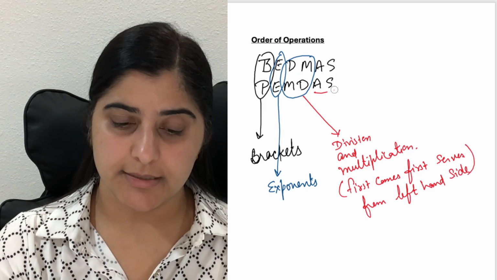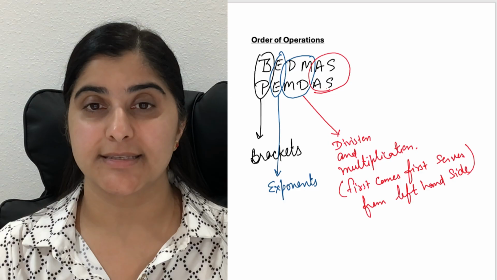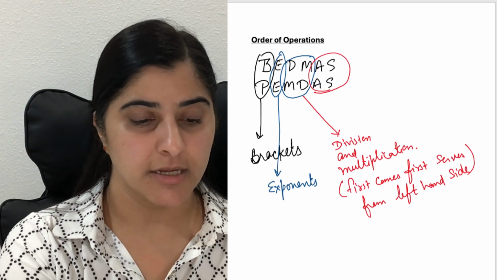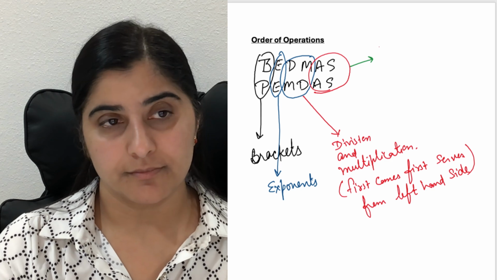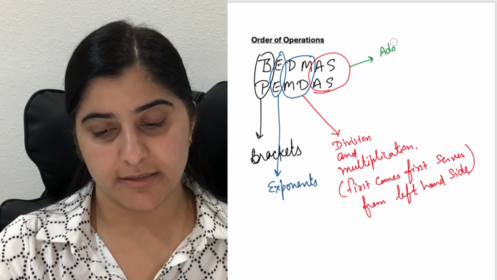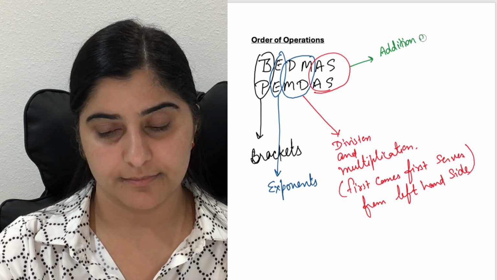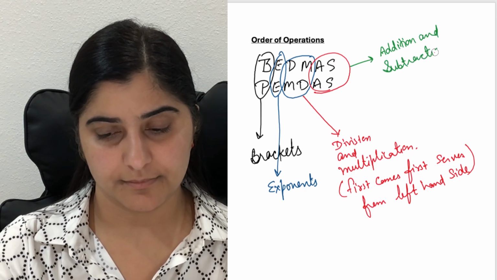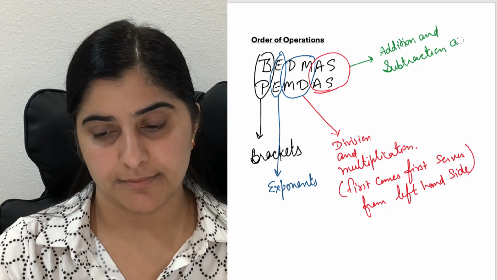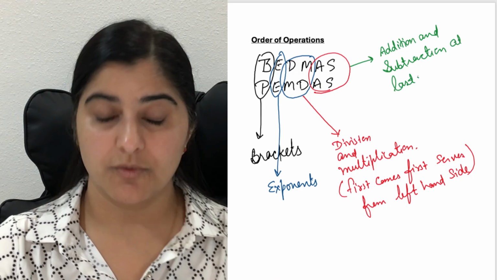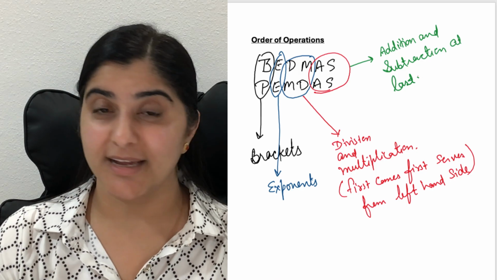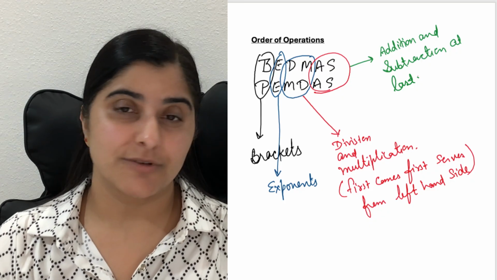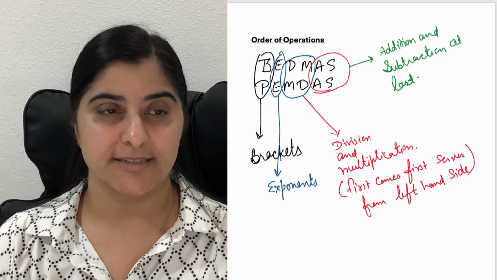At the very last, we have to perform A and S. A stands for addition and S stands for subtraction. Addition and subtraction at the very last. So which comes first, addition or subtraction? Again, addition and subtraction both are equal in the order of operations. So first come, first served from the left hand side.